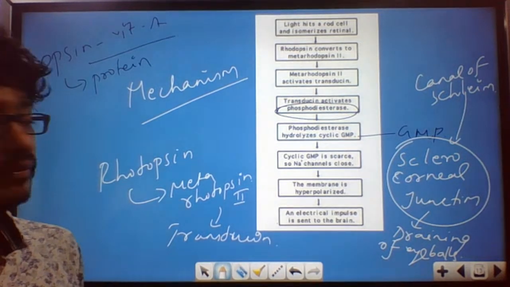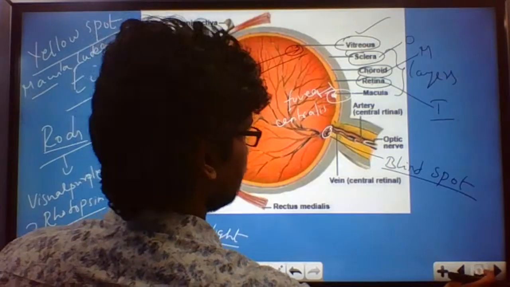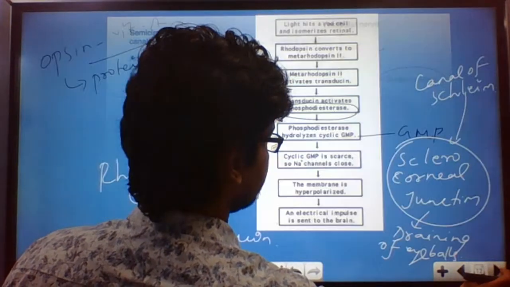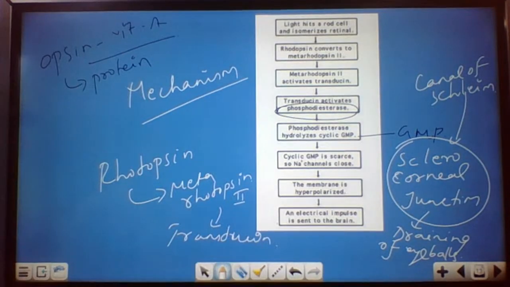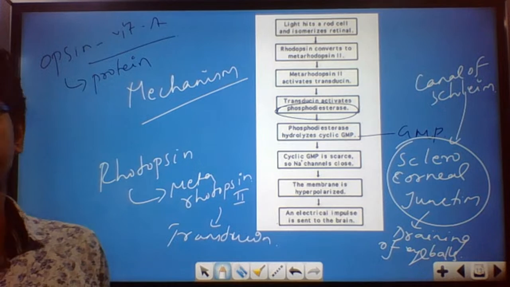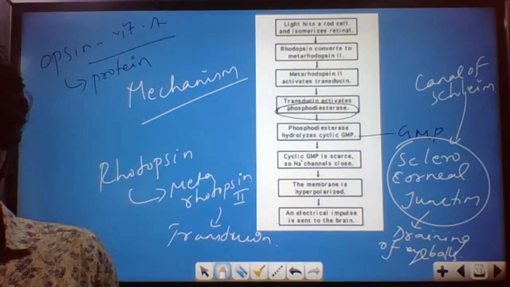Okay, so rhodopsin is a pigment. In the last slide I told you about rhodopsin and the other pigments, the pigment with which you are able to see even in dim light, which we discussed.